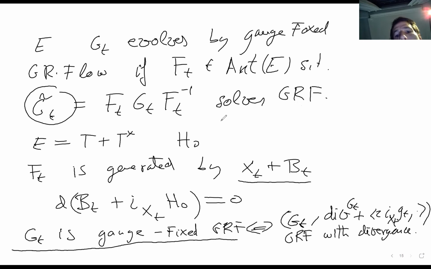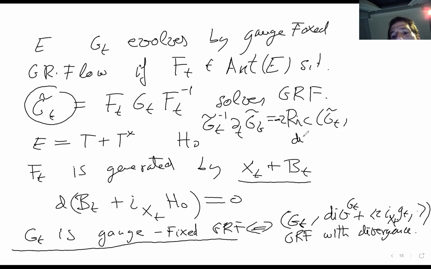So ordinary generalized Ricci flow, what I mean is that this satisfies G tilde t inverse times partial t G tilde t equals minus 2 Ricci of G tilde t, with the remaining divergence. So when you gauge fix by pulling back by a one-parameter family of automorphisms, what you find is a particular choice of divergence. There is another condition here, but let me not write it because it's just a technical thing.